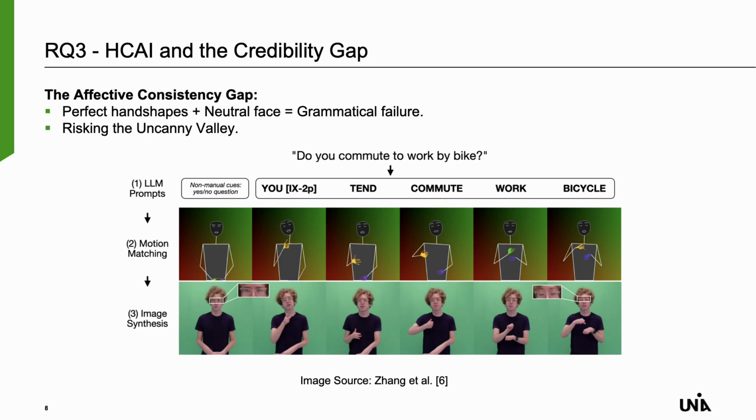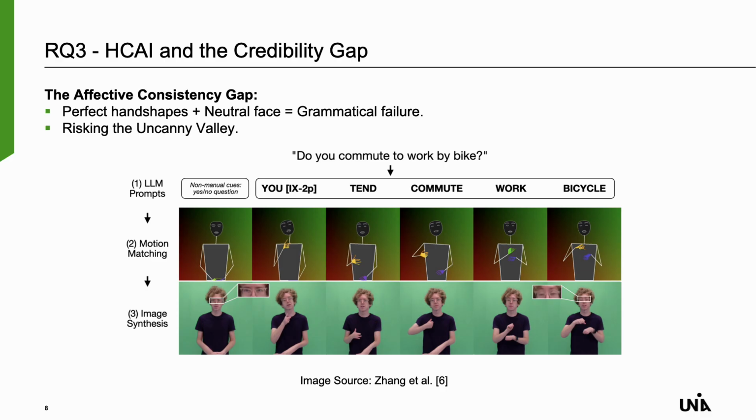Take a look at the image. The avatar on the top has a neutral face. If it signs a sentence with a neutral face, it's just a statement. But if the avatar raises its eyebrows, as seen in the bottom prompts, it changes the grammar of the sentence into a yes-no question, like "Do you commute to work by bike?"